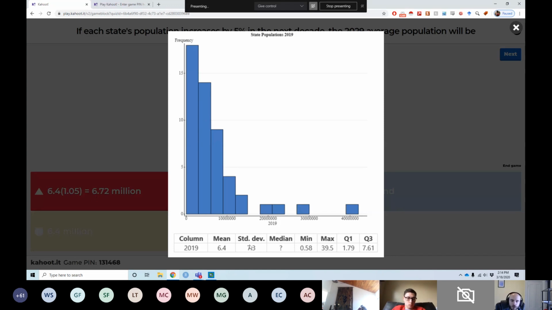And unlike shifting, adding or subtracting, your measures of spread are also influenced by this rescaling part. So the standard deviation will also increase by 5%. So we'll get 5% bigger. So we take 7.3, multiply it by 1.05 to give us our new standard deviation.